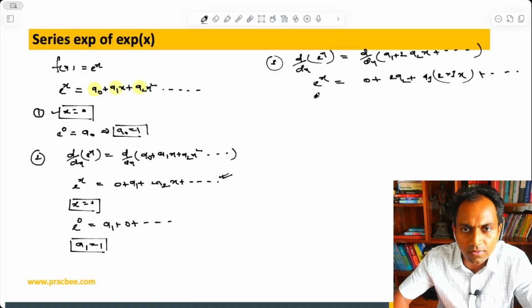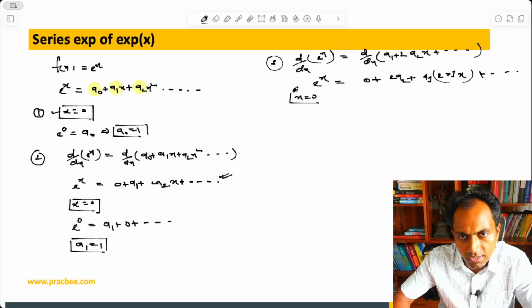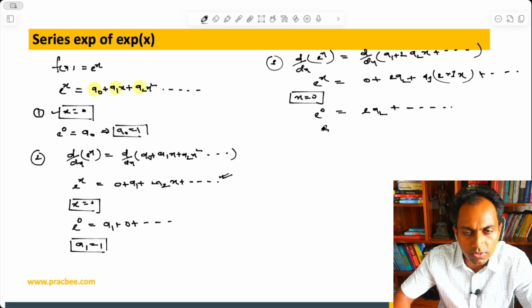You can see now what is happening. Again, I can put x as 0, because now you can see that 2a2 has become the constant term. So the left hand side becomes e raised to the power 0. This will become 2 times a2 and the rest of the terms will again become 0. So the value of a2 becomes 1 by 2.